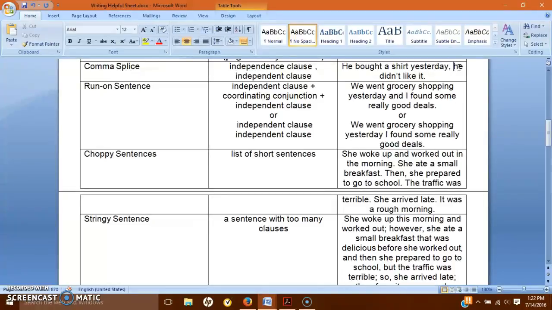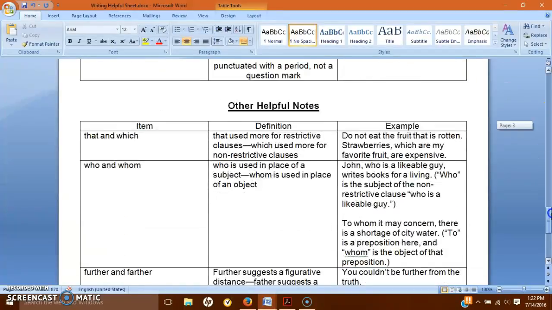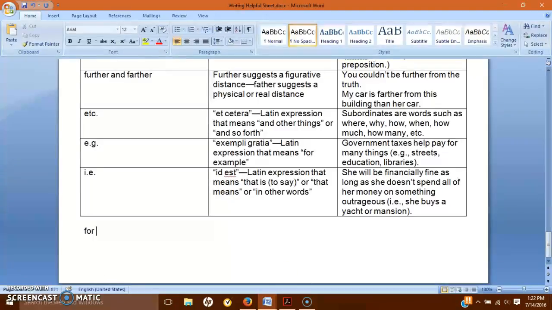So a coordinating conjunction, there are 7 of them, and you might have heard of FANBOYS. FANBOYS is an acronym for the 7 coordinating conjunctions, and they are, let me type them down here real quick: for, and, nor, but, or, yet, so. FANBOYS. You get the picture. These are the 7 coordinating conjunctions.